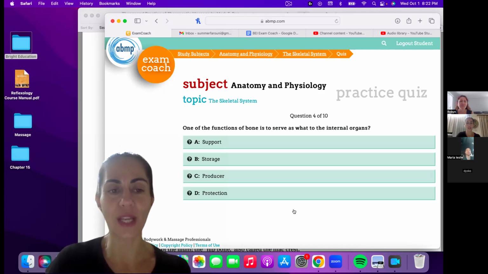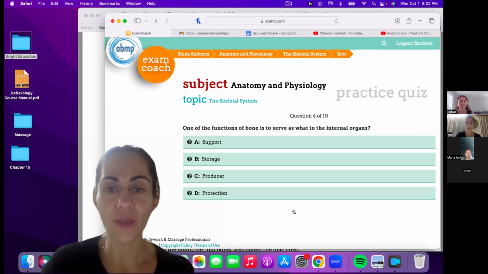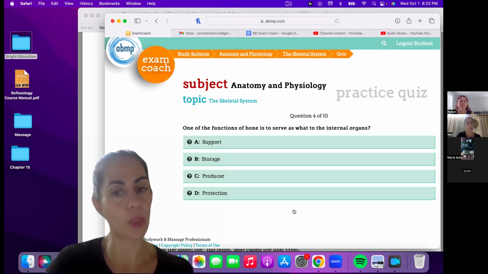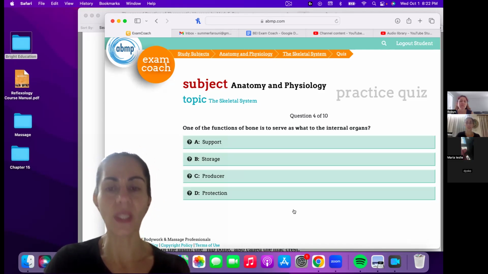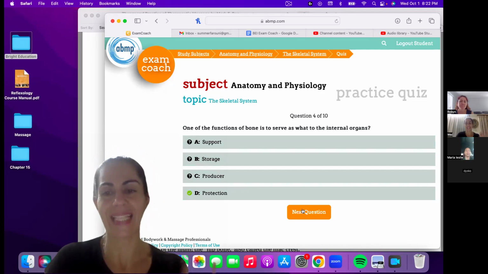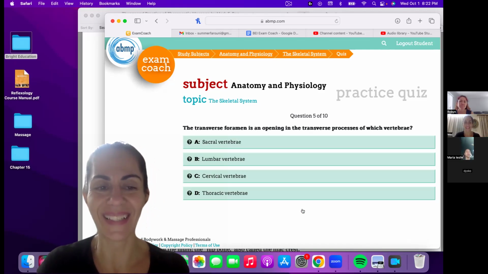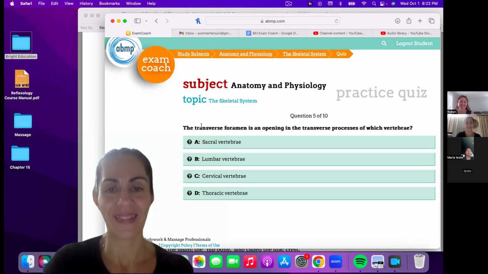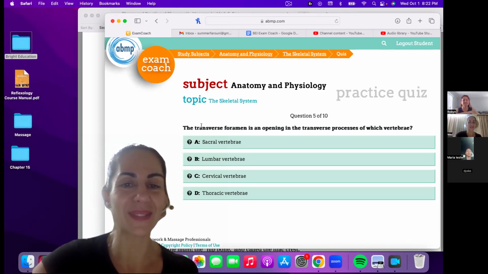Try this question. One of the functions of the bone is to serve as what to the internal organs? Support, storage, production, or protection? So what's the relationship between the function of the bone and the internal organs? Protection. You said protection, correct? Yes. Every answer has been D so far.